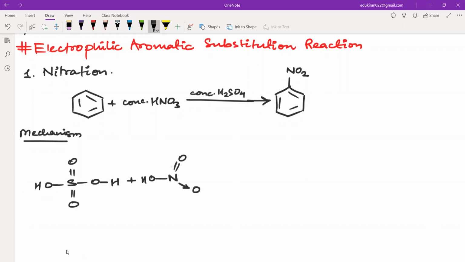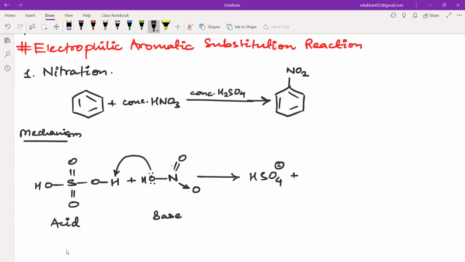Now we know that H2SO4 is more acidic. So this will be acting as acid. This will be acting as a base because we have lone pair electrons here. So this lone pair electron will attack this hydrogen, and we will be getting HSO4. 1 hydrogen is being left, and you get the conjugate base of acid H2SO4, HSO4 negative.